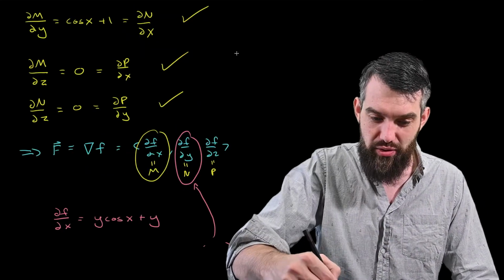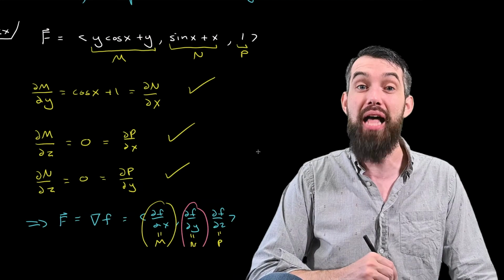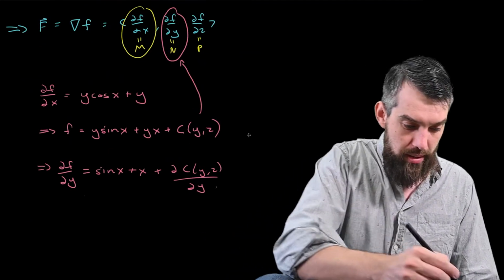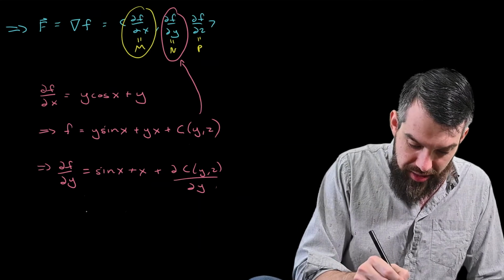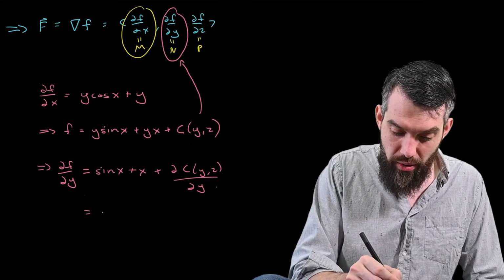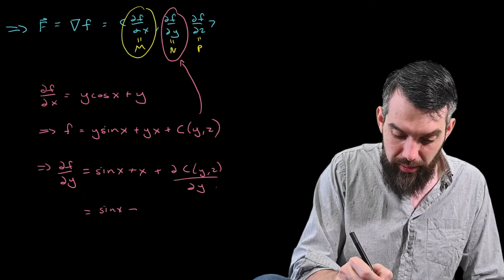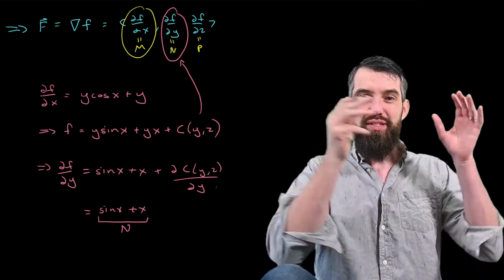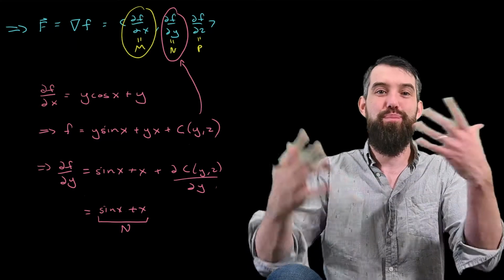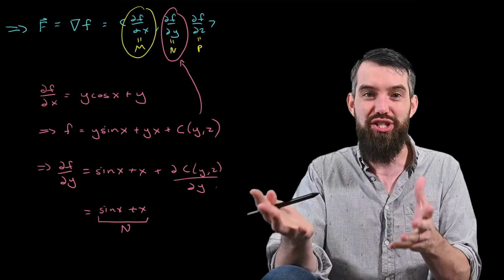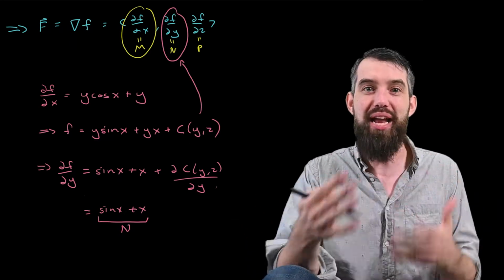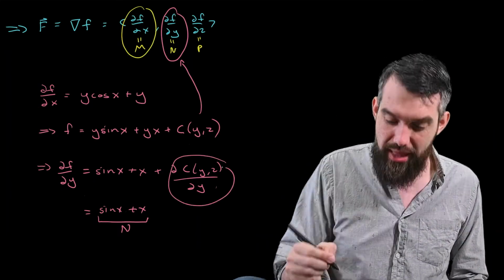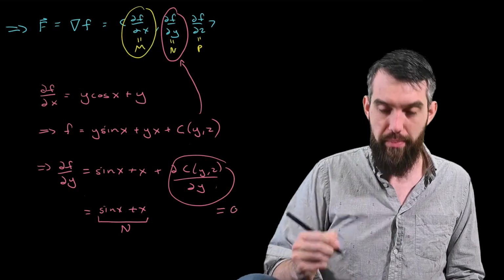And what was n? Let's just scroll up because I've forgotten. n was sine x plus x. So we'll come back down. And this is claimed to be equal to n, which is sine of x plus x. That was my n. Okay, so you have sine of x plus this derivative of this function c of y and z is equal to sine x plus x. There's a sine x plus x on both sides. And thus, what we've deduced is that this must be equal to 0.